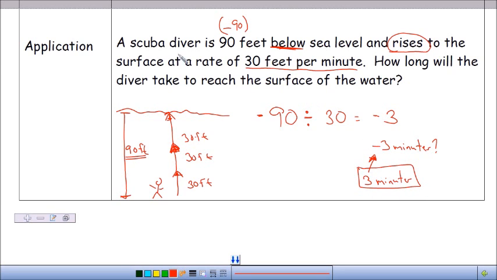Okay. Again, when you have an application problem, you have to think about what the question is asking you, and does your answer make sense? If it doesn't make sense to have a negative 3 for the number of minutes, then get rid of that negative sign, because we're really just talking about how many minutes it takes for that diver to reach the surface of the water. So it's going to be 3 minutes. Time cannot be negative, just like distance cannot be negative. Okay, so hopefully you remember those two things, because I will ask you that tomorrow in class. So make sure you understand that.